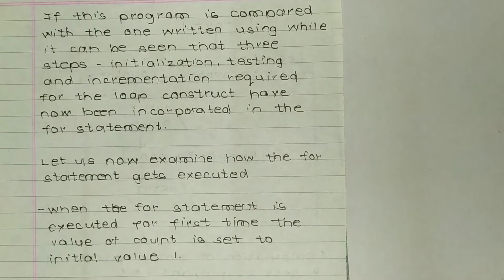If this program is compared with while, it can be seen that the 3 steps, initialization, testing and incrementation, required for the loop construct have now been incorporated in the for statement. So that means in the for statement 3 steps are there. First is initialization, then testing and incrementation. So these are steps which are required while using the for statement.